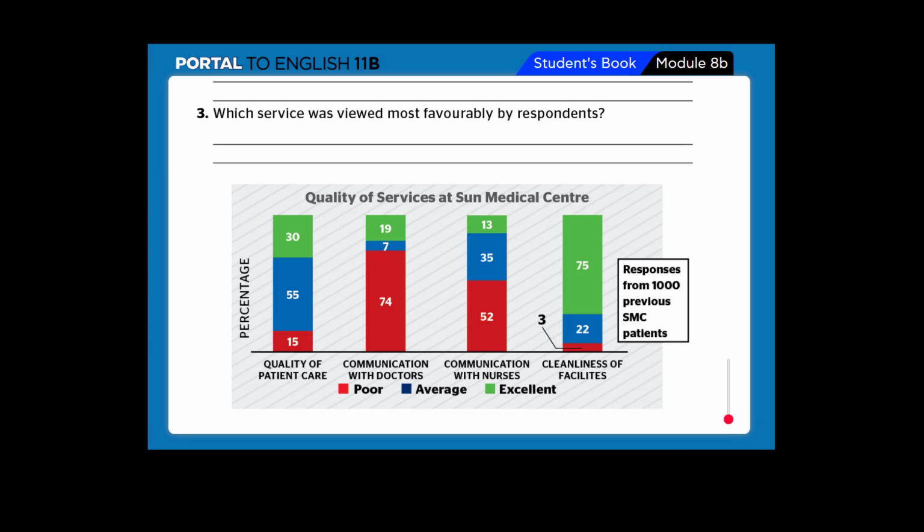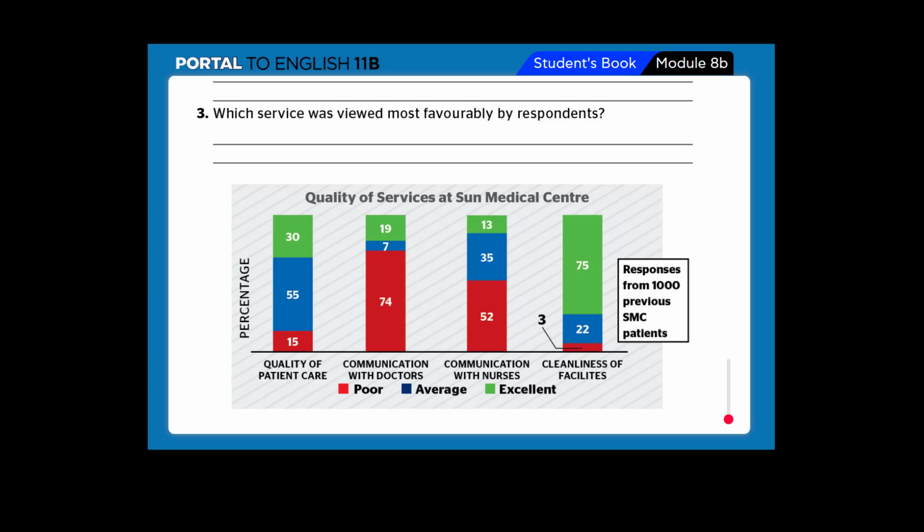And here we have 3 levels of responses or 3 types of responses. The red color refers to poor quality. The blue one refers to average يعني متوسط. It's not so poor and it's not excellent, so it's in the middle, average. And then we have the green color which refers to excellent quality.